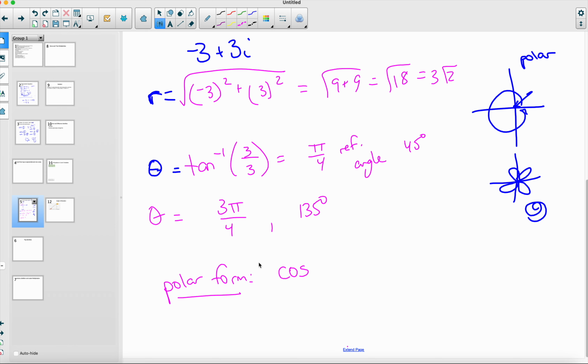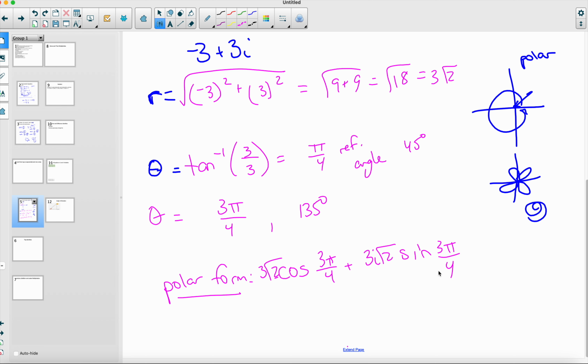Cosine. 3 times square root of 2. I don't know why I switched that. Cosine of 3 pi over 4 plus i sine. Oh, sorry. 3 times square root of 2. Careful. I'll put the i there. Sine of 3 pi over 4.